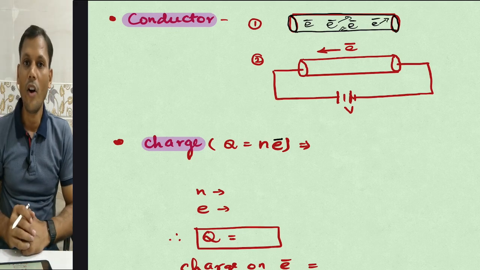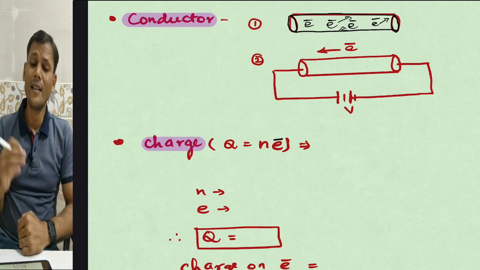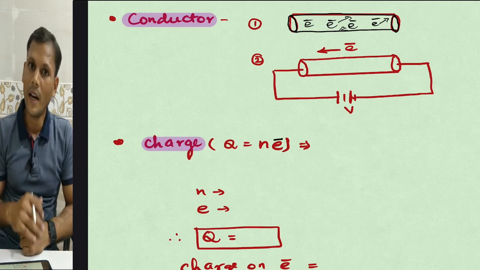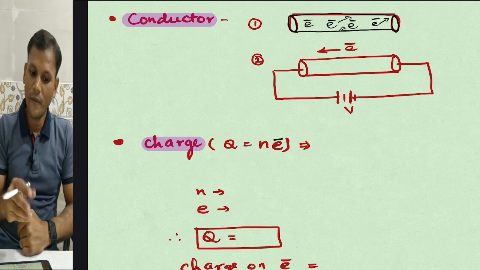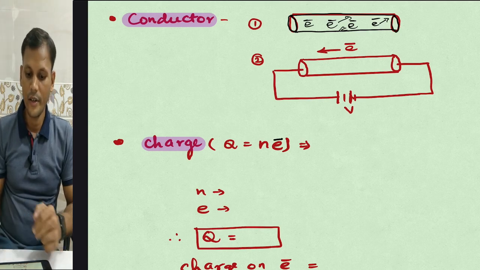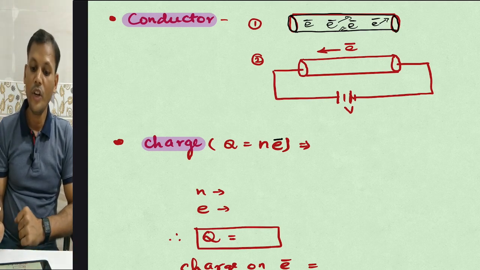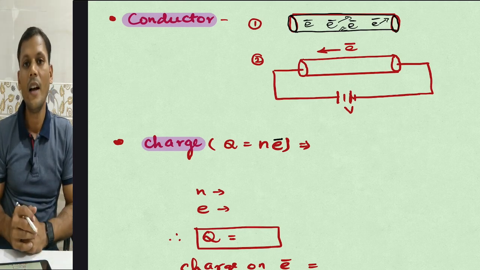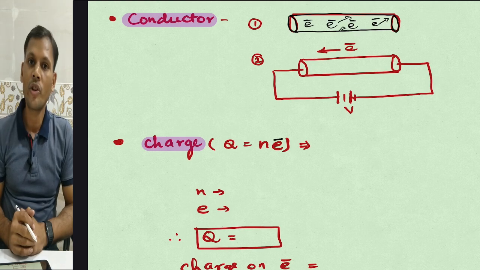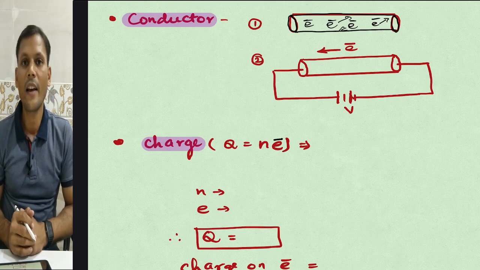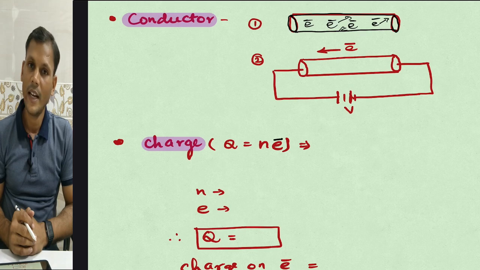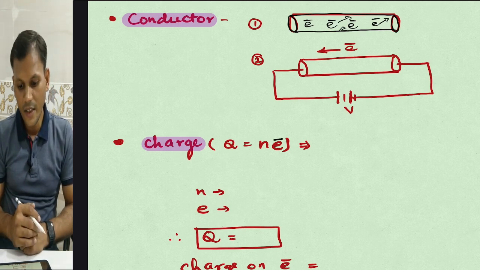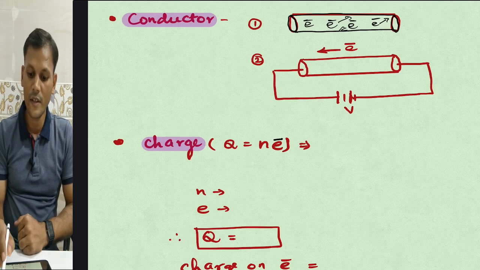In the beginning of Ohm's law, I will discuss some terms which are related to Ohm's law, which is part of current electricity. So the first term is the conductor. What is a conductor? By definition, conductors are those materials through which heat and electricity can pass easily. That is the conductor. Now, what do we know about conductors? In conductors there are free electrons.